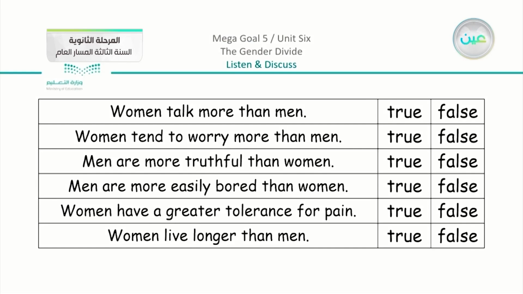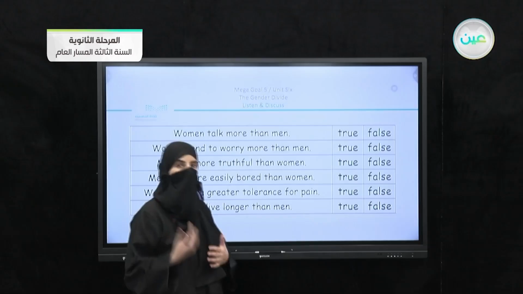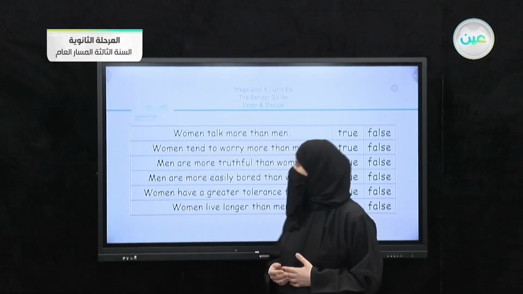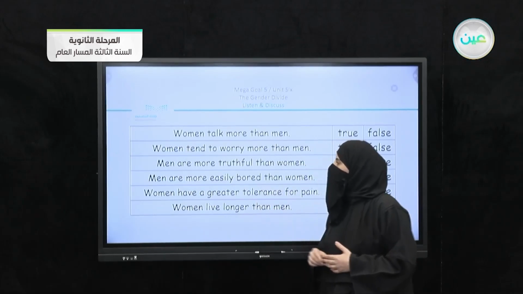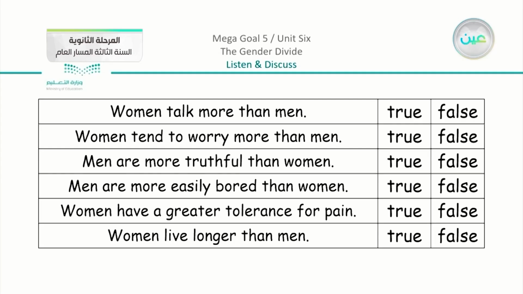The second one, women tend to worry more than men. Men are more truthful than women. So do you think that women lie more than men? Men are more easily bored than women. Women have a greater tolerance for pain. Women live longer than men.